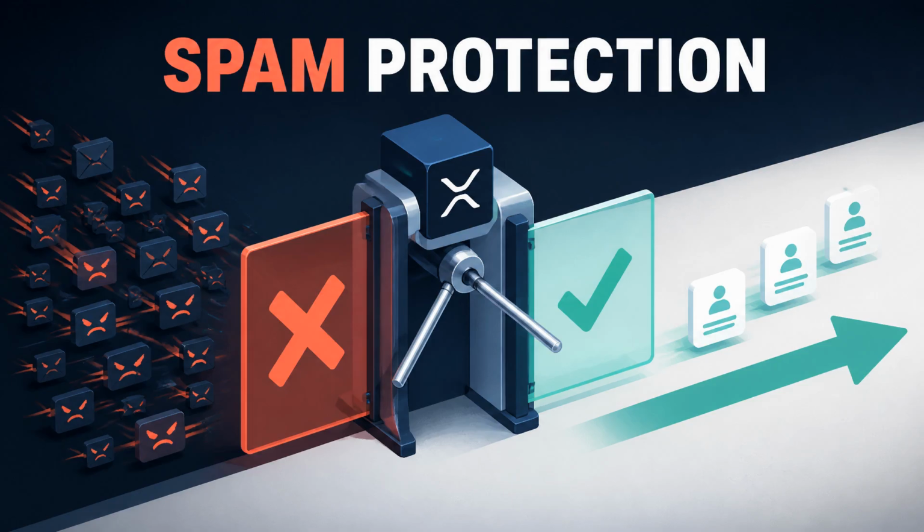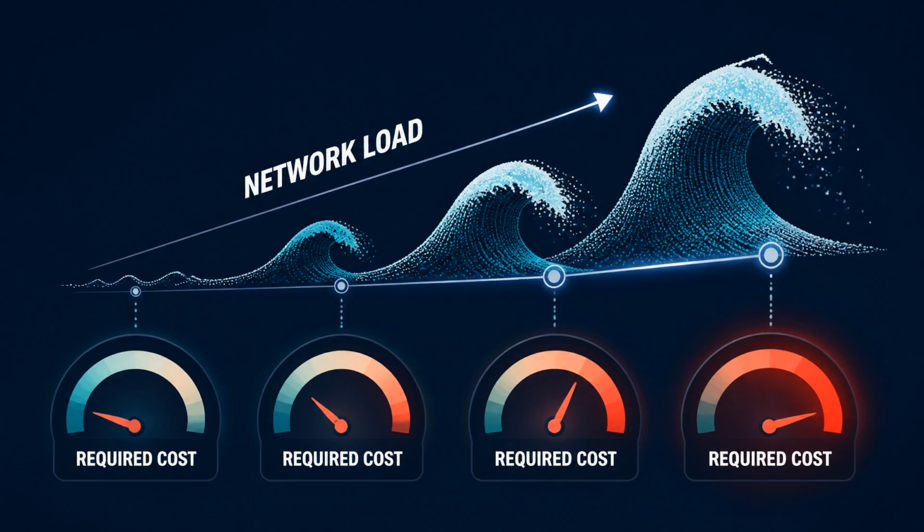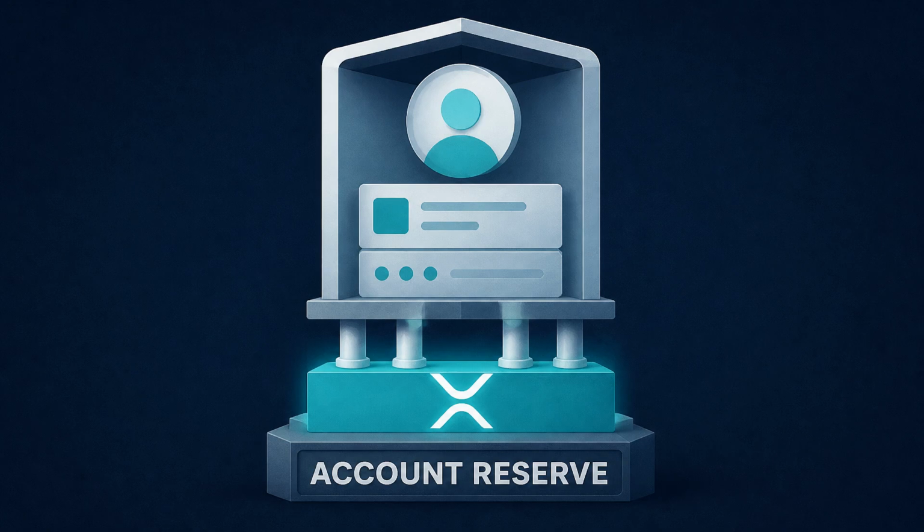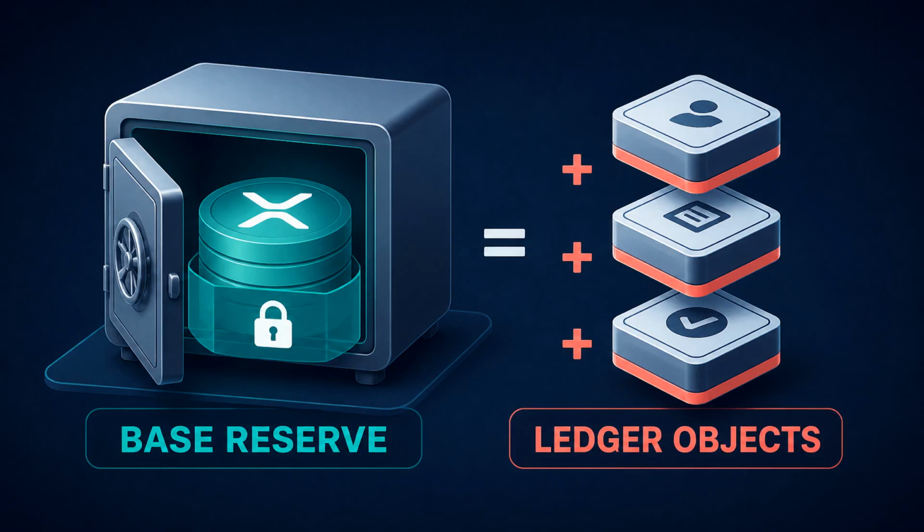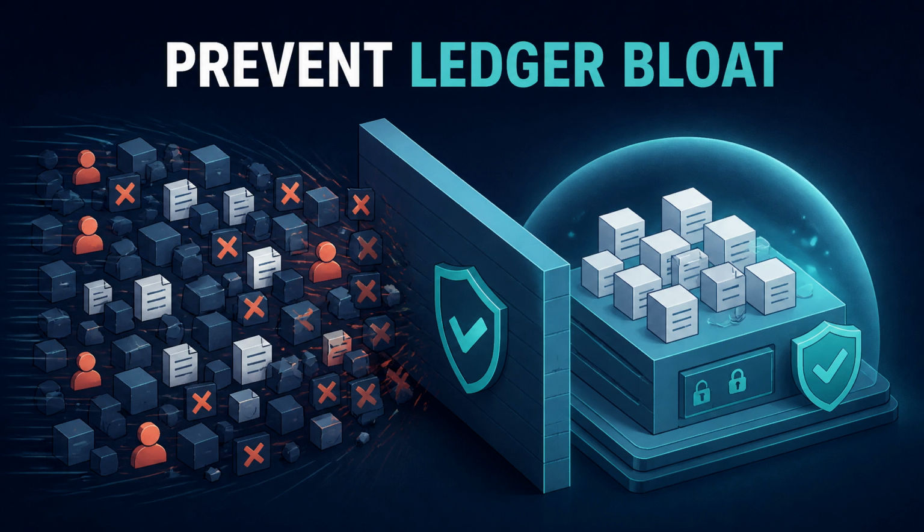The main purpose is spam protection. If someone floods the network, the required cost can rise with network load. Third, XRP is used for account reserves. An account must keep a small amount of XRP reserved, and some ledger objects can increase that requirement. This discourages attackers from filling the shared ledger with millions of abandoned accounts and objects at almost no cost.